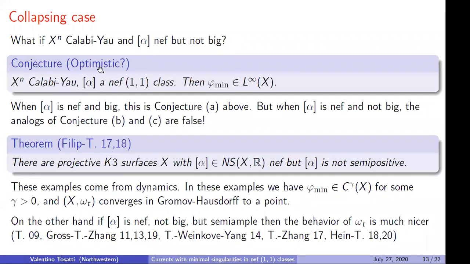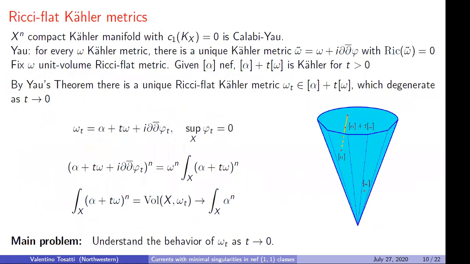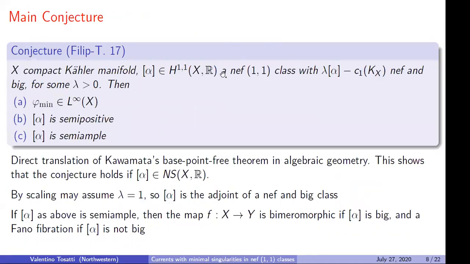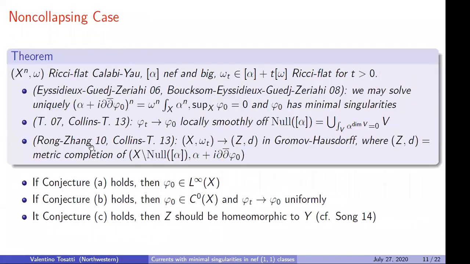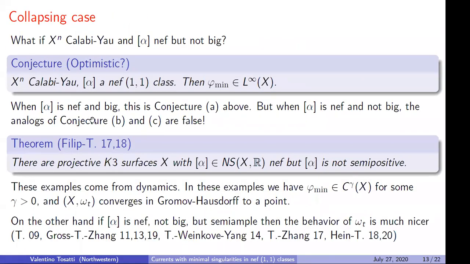So in this case, the perhaps optimistic conjecture, but I'd be very happy to be proved wrong, to be honest, is: if you have a Calabi-Yau and alpha a Neff (1,1) class, big or not, but it's only a new conjecture for the non-big case, then I hope that the current with minimal singularities in the class alpha actually has bounded potentials. If you're feeling even more optimistic, you could extend it from the Calabi-Yau case to the same setting as here, where instead of Neff and big, you would drop the big word, and you would drop B and C out. But I'm not feeling that optimistic, so I will just stick to the Calabi-Yau case here.